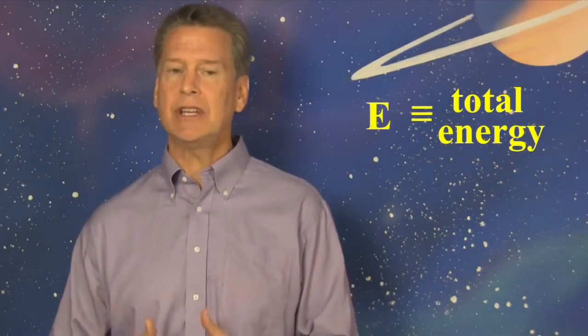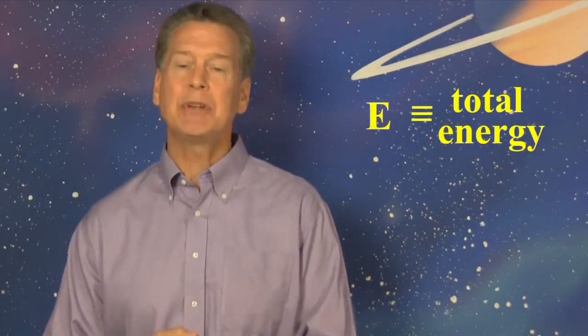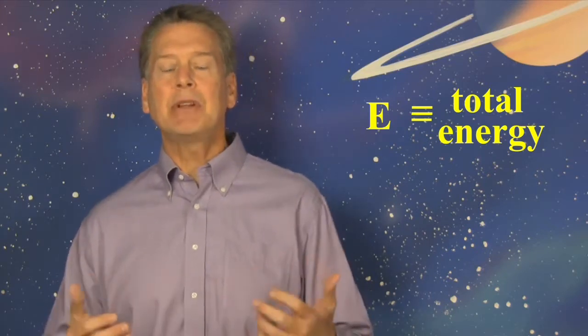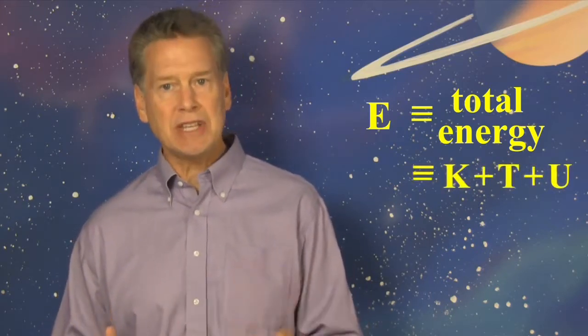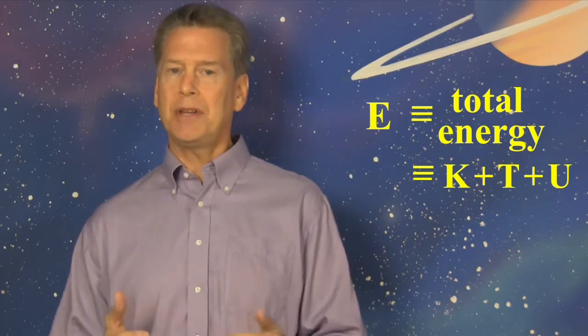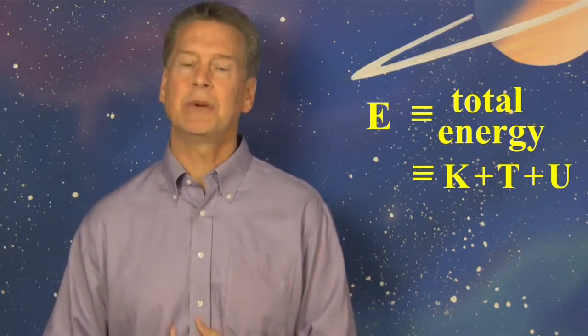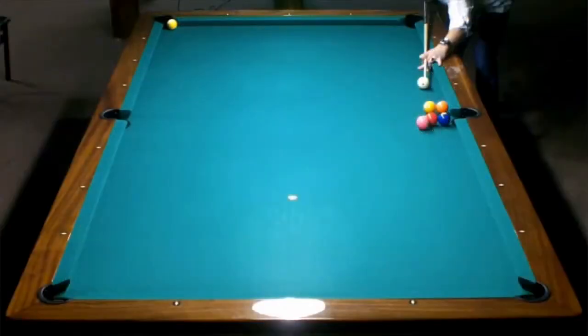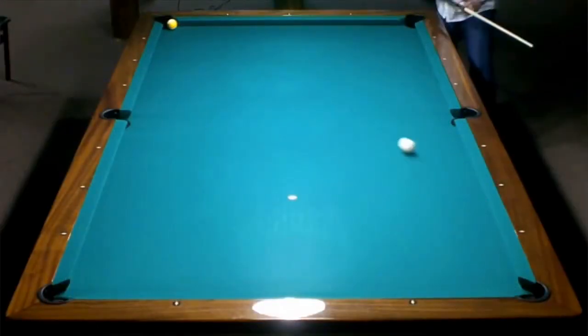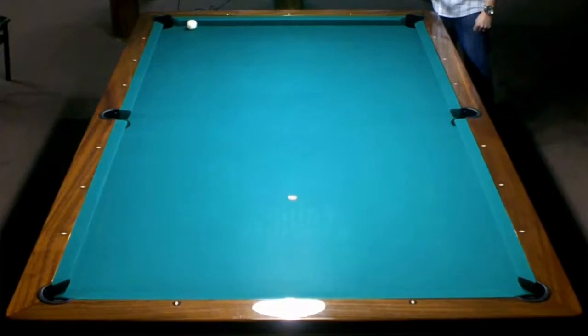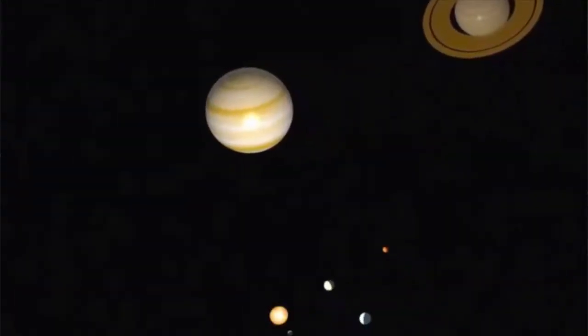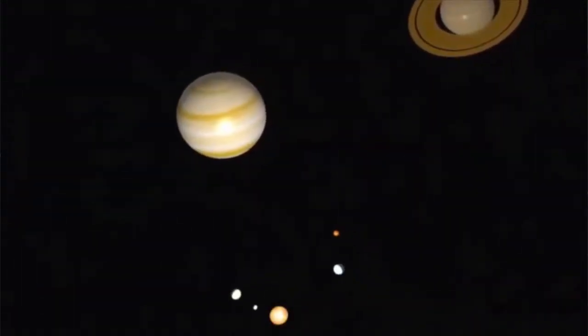Now we can define capital E as the total energy, kinetic, thermal, and potential. Capital E is defined as K plus T plus U. But energy of what? Capital E represents the energy of all the things that we're considering in a given situation. Those things are called the system. A system in physics is a set of things that may affect each other. And a closed system is a set of things that is not affected by other things.